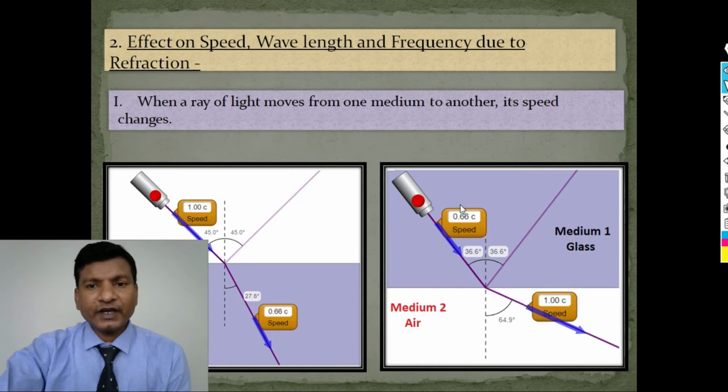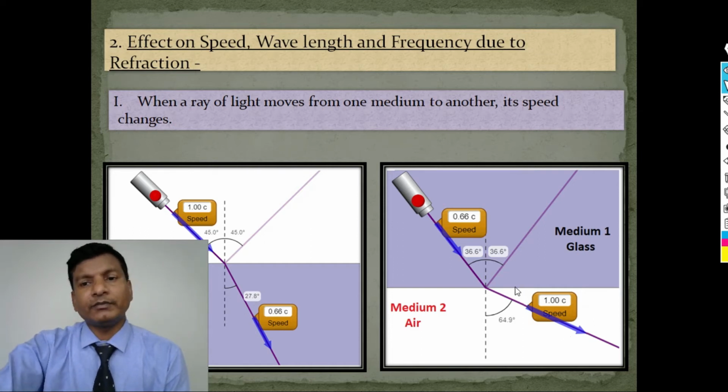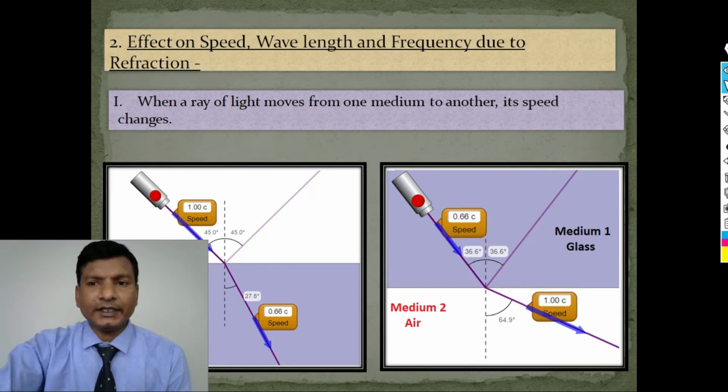When the ray of light is coming from glass to air medium, the speed is mentioned here, and in the air medium the speed is also mentioned. So what happened? The speed of light in the second medium, that is the refracted light, is increasing. So when a ray of light moves from denser to the rarer medium, the speed of light increases.